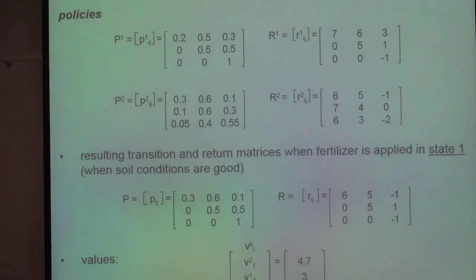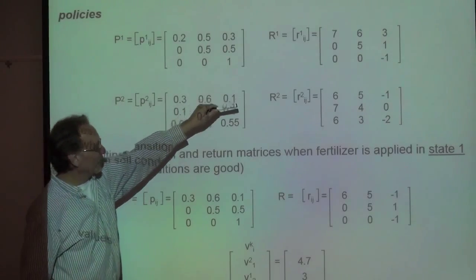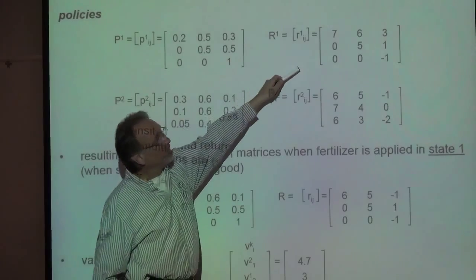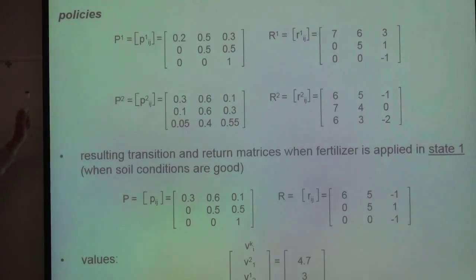Okay? So the 0.3, 0.6, and 0.1 come from here, as do the 6, 5, and negative 1. And the other 2 rows come from here. Right? Does everybody see the rationale here? Does it make sense? Okay.